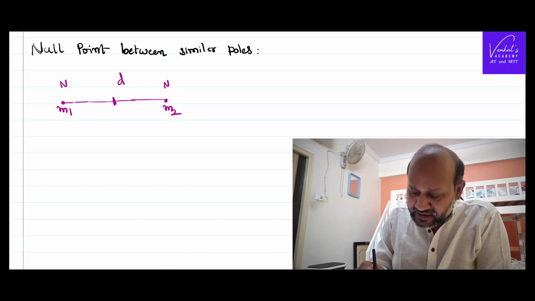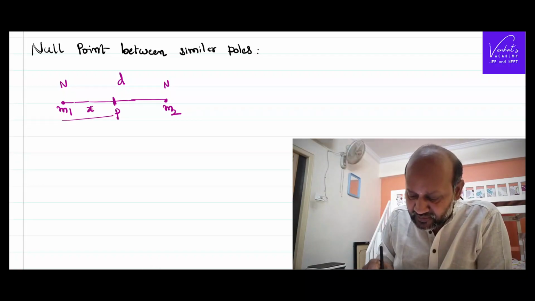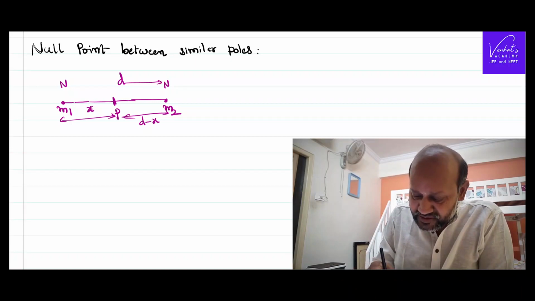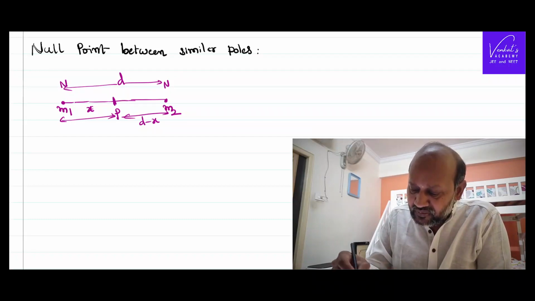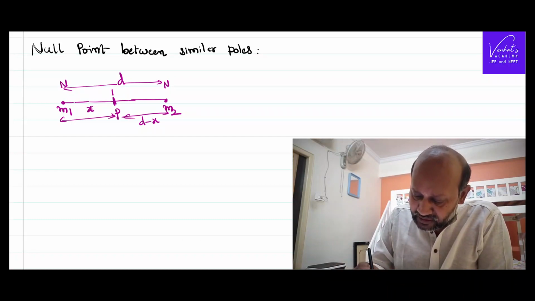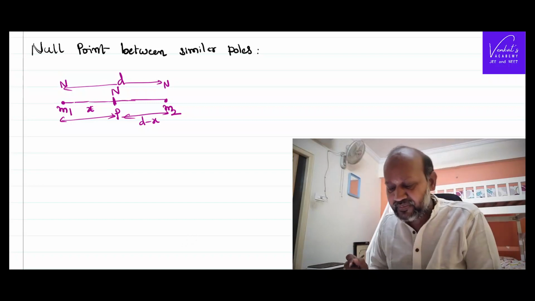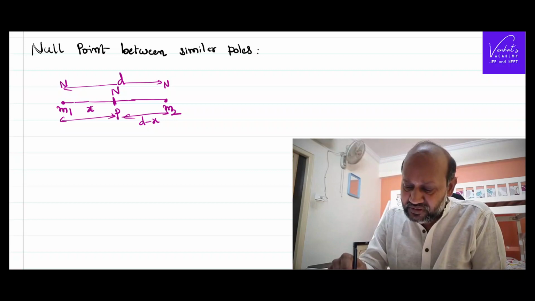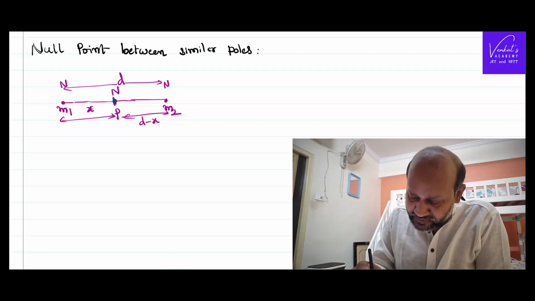Now I consider a point P somewhere in between them, at a distance x from the pole M1. Automatically, from the other pole it will have a distance of d minus x, because the whole distance is d. Now the pole I have kept here could be a north pole or it could be a south pole. I'm talking about the case of a north pole. So I imagine a north pole here.